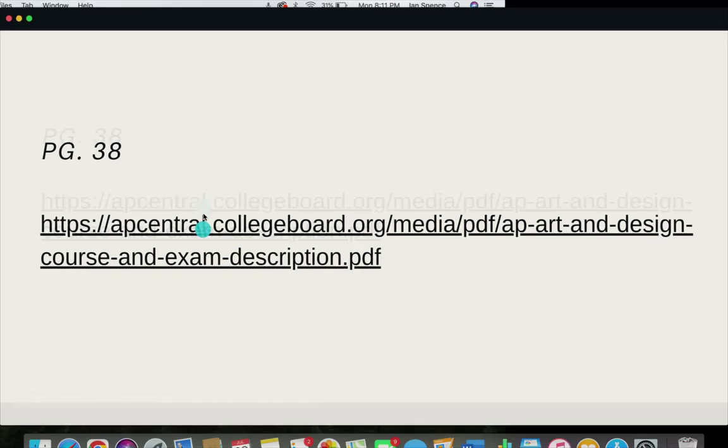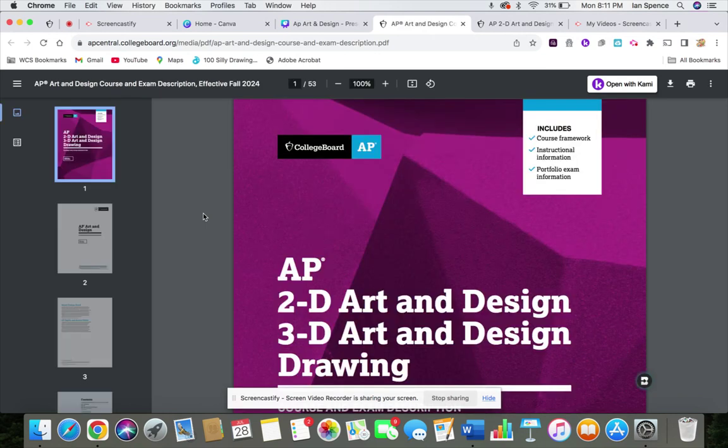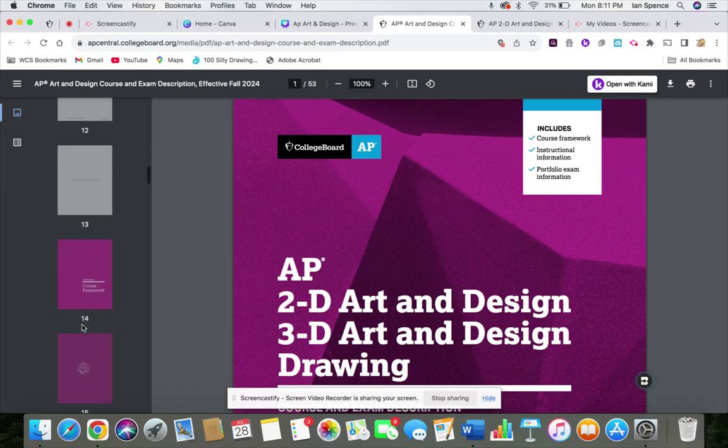So this link leads us to the AP Central website, and you have the rubric in the folder that I gave you. It's in the last portion of your folder.